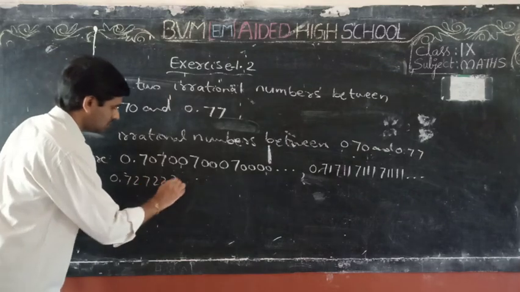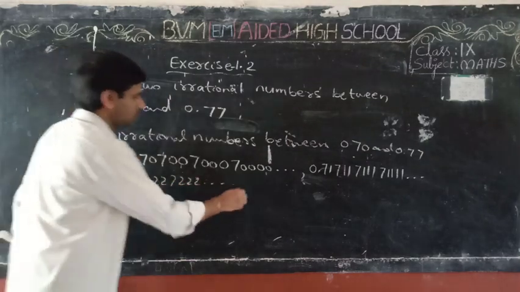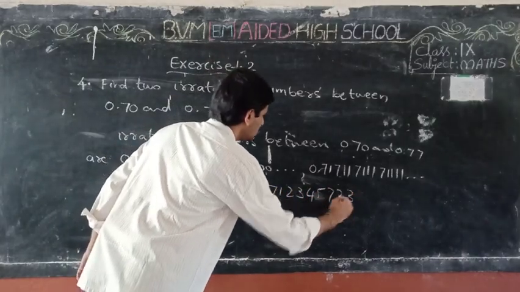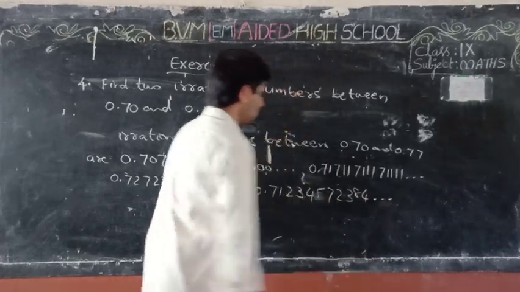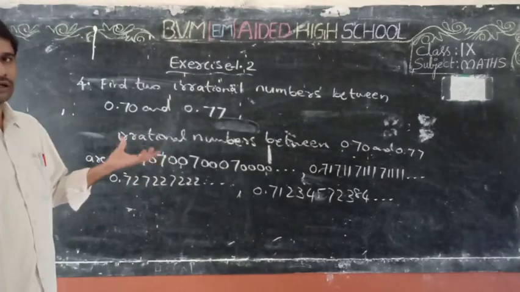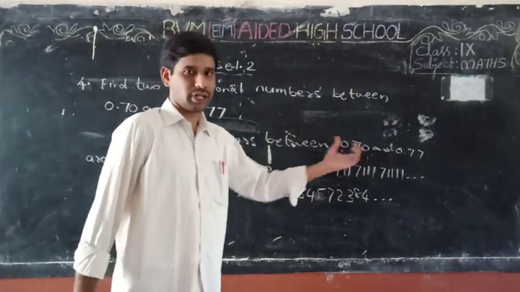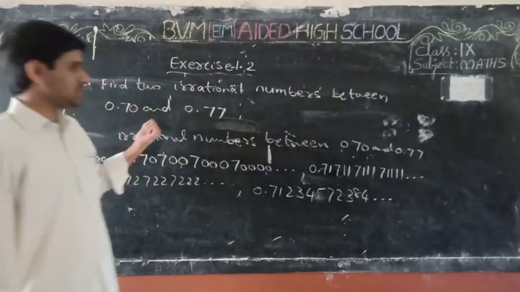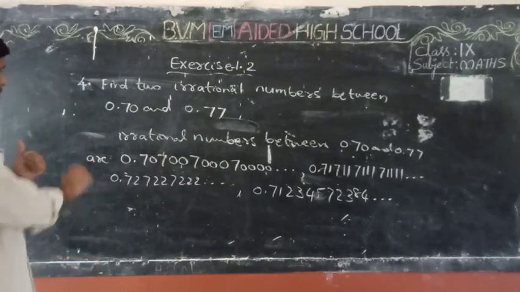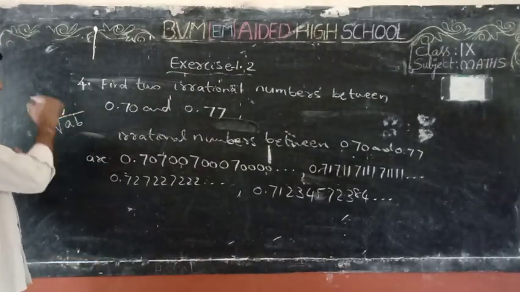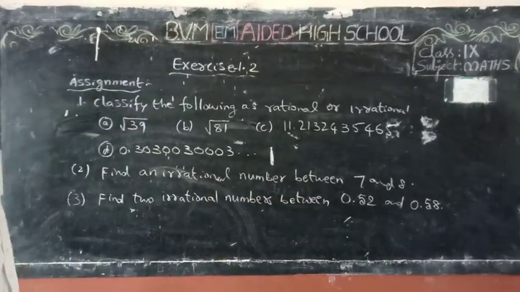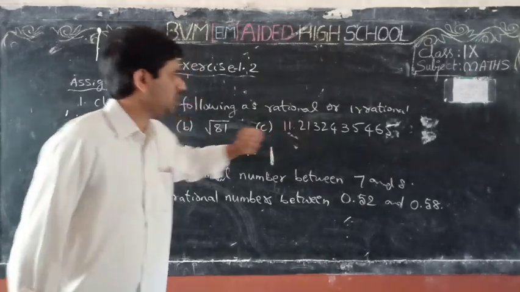If you want another irrational number, 0.72, 722, and so on. Otherwise, you can write 0.7123457238 and so on. It is a non-terminating, non-recurring decimal. Like this, you can write any number of non-terminating, non-recurring decimals between two decimal numbers. So, if the decimal is given, you can write directly like this. If fractions or integers are given, you can use the method square root of ab if the product is not a perfect square.